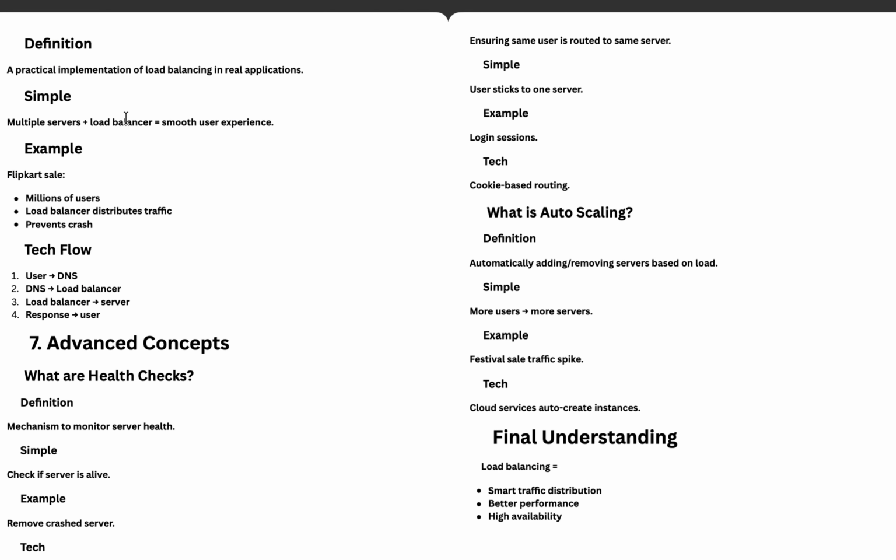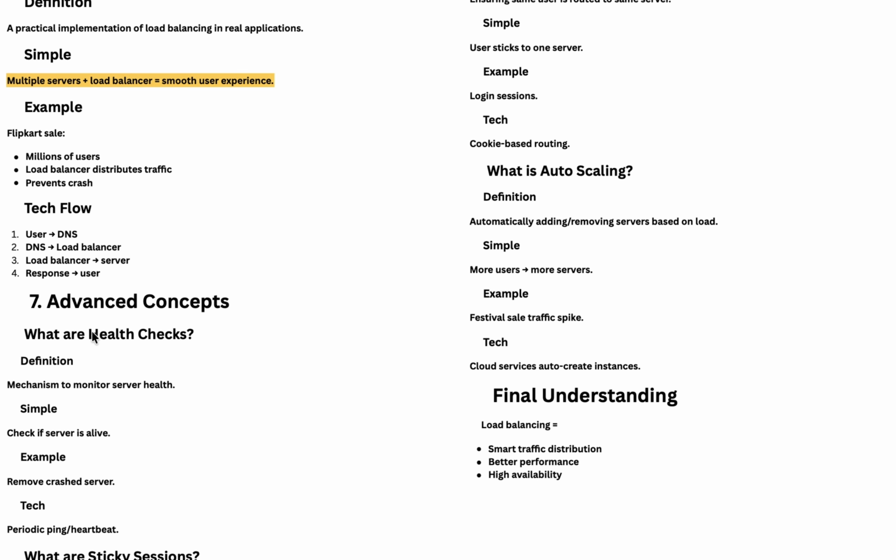Let's go to the real world flow. Multiple servers plus a load balancer give a smooth user experience. Like a Flipkart sale, where millions of users are there. The load balancer distributes the traffic and prevents a crash. The tech flow: the user goes to the domain name system, then DNS sends the request to the load balancer. The load balancer then goes to the server, and the response comes to the user. This is the cycle or flow that goes on.